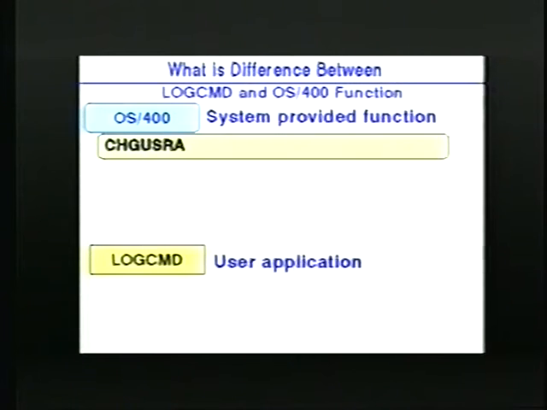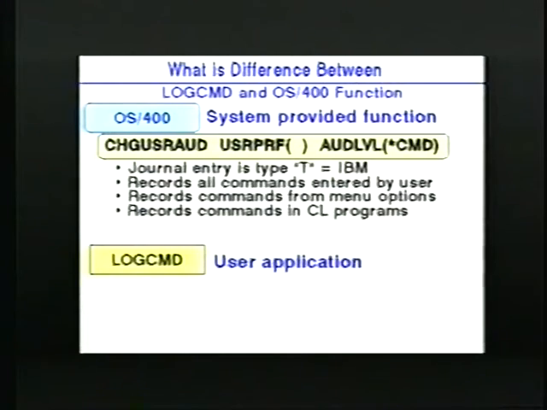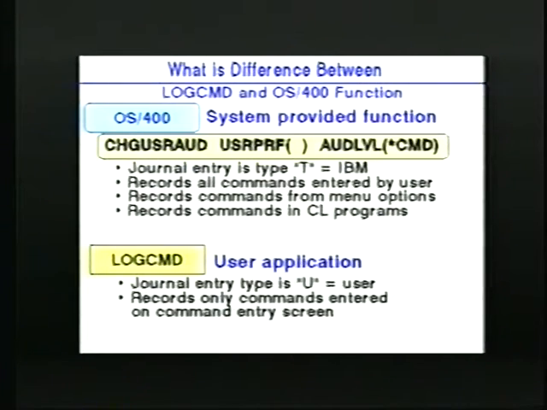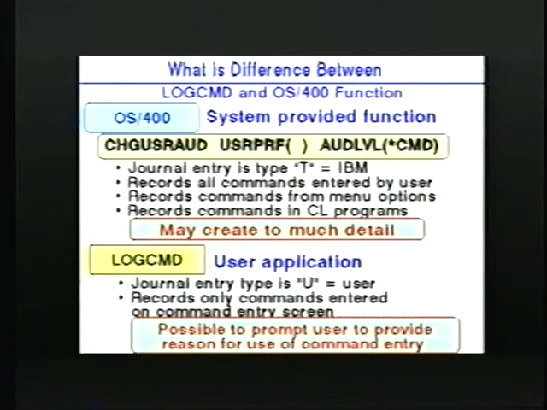Well, the AS400 function is a system-provided function. You define it by saying change user profile auditing, name the user profile, and turn on command auditing. What that's going to do is generate IBM entries in the audit journal of type T. It's going to record every command the user enters, but it's also going to record commands if a user chooses menu options that execute commands; they will be logged as well. And if they call CL programs, those CL programs will get logged as well. It turns out this may generate too much detail that you may not want.